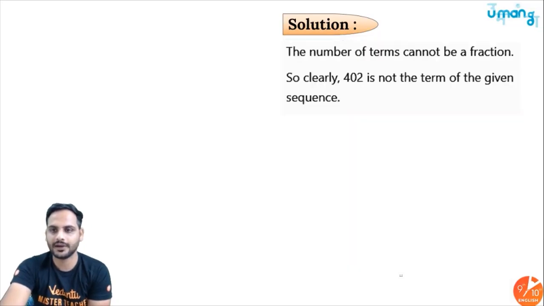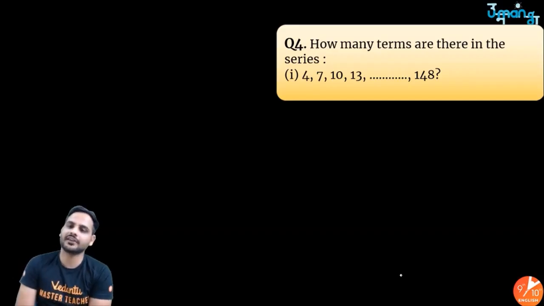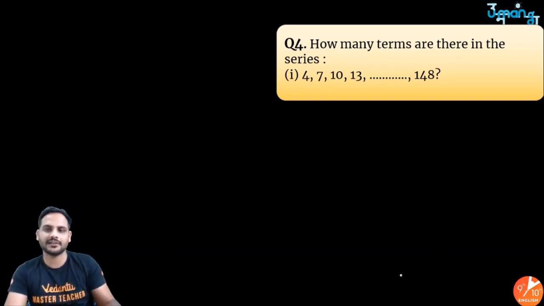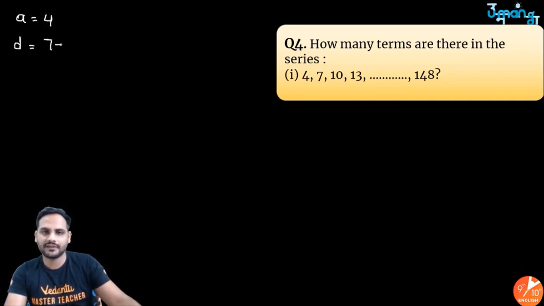Let's go for the next part. Next part is this. How many terms are there in this series? That means they are asking, suppose first term is 4, second term is 7, so I can say common difference is 7 minus 4, which is equal to 3. They are saying the last term, the nth term, is 148. So total how many terms have I written here?